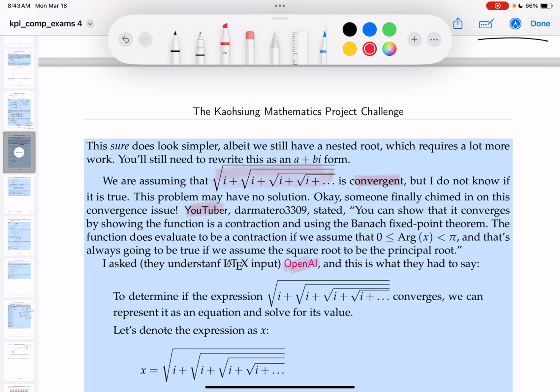One of the YouTubers came forward, this guy over here, and he said the following: you can show that it converges by showing the function is a contraction by using the Banach fixed point theorem. The function does evaluate to a contraction if we assume the argument of x, and by the way, this is the x over here, there's going to be an i involved, he's saying the argument of x is somewhere between 0 and pi. And that's always going to be true if we assume the square root to be the principal root.